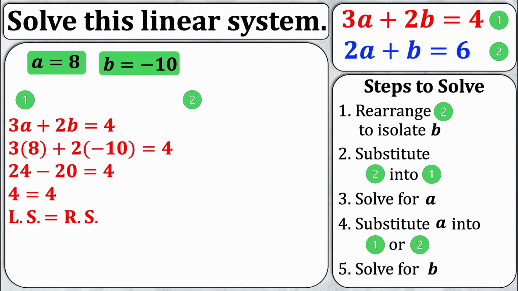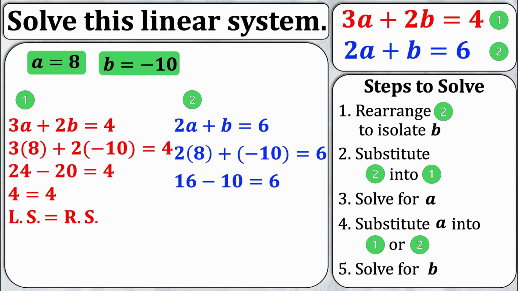Now let's check if it works for equation 2 as well. Equation 2 is 2a plus b equals 6. If I plug in my a and b values that I calculated, I get 2 times 8 plus negative 10 equals 6. If I simplify, I get 16 minus 10 equals 6, and of course 6 equals 6, and therefore the left side equals the right side, and this linear system works. Therefore, my solution is a equals 8 and b equals negative 10, and I've just checked my answer as well.